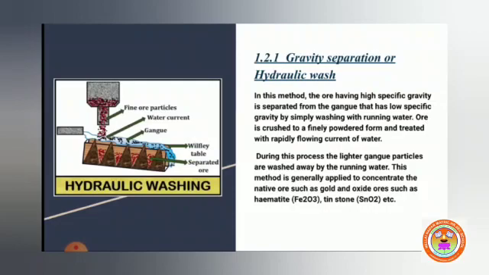This method is generally applied to concentrate native ores such as gold and oxide ores such as hematite and tinstone. The formula of hematite is Fe2O3. What are all the ores concentrated, that is purified, by gravity separation or hydraulic wash? Native ores such as gold and oxide ores such as hematite and tinstone. The formula of tinstone is SnO2.